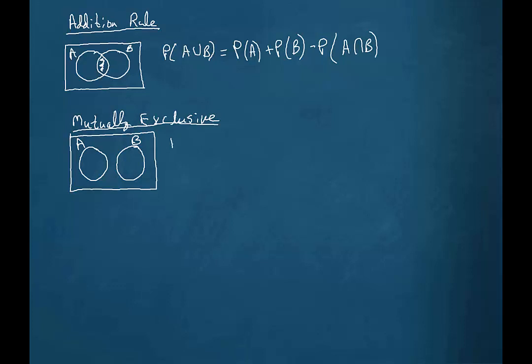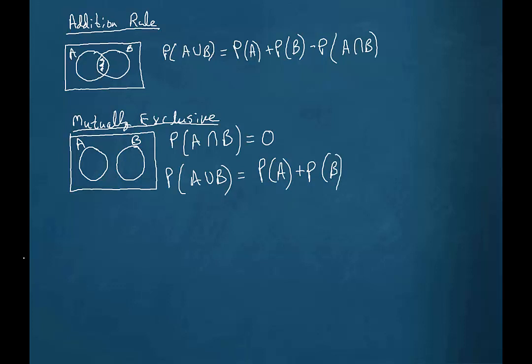Now, in that case, whenever we have mutually exclusive events, the probability that events A and B would occur at the same time becomes 0. So, the addition rule, the probability that event A or B would occur, becomes then just the probability that event A would occur plus the probability that event B would occur.